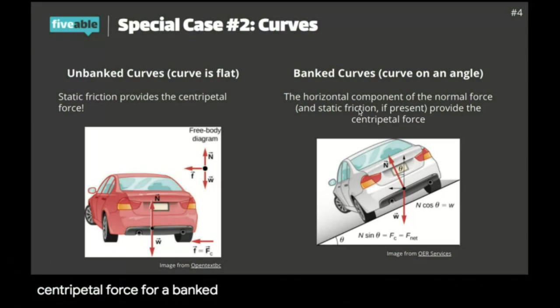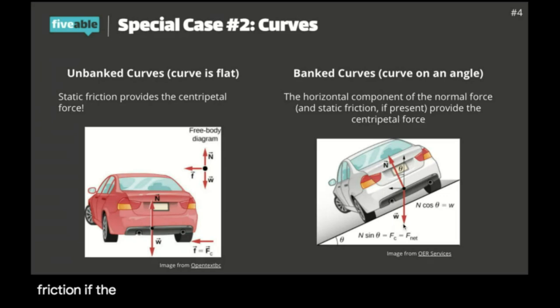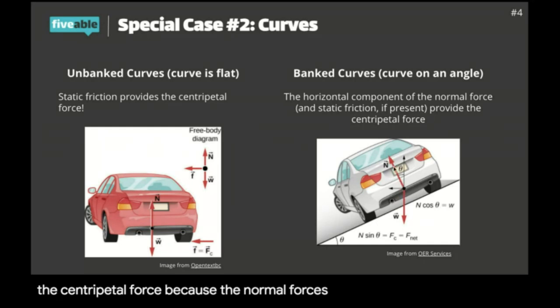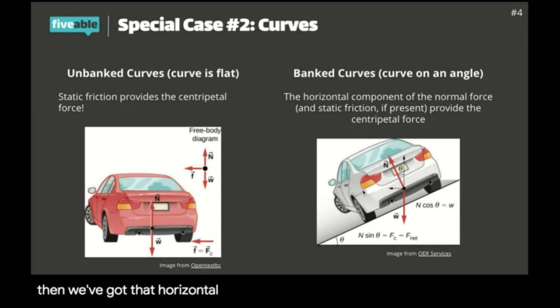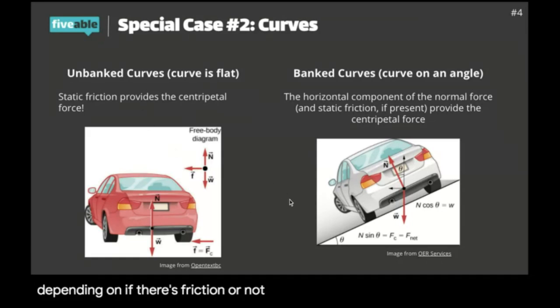For a banked curve, it gets a little bit trickier, but if we look at it, we can see that the horizontal component of the normal force is what's going to provide the centripetal force, because the normal force is on an angle. If there's friction, if the problem says that there's friction, that's part of it too. We can think of it like a ramp that just goes in a circle. If it's on an angle, then we've got that horizontal component that's pointing towards the center of the circle, and that's going to be either in total or part of your centripetal force, depending on if there's friction or not.